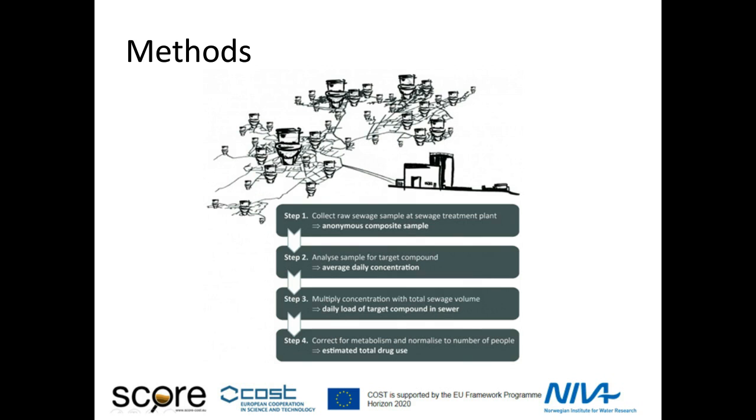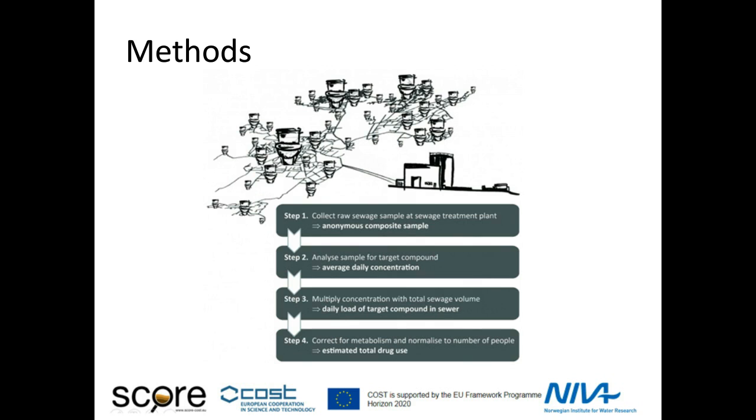Step 2 is to analyze the sample. Step 3 is to multiply the measured concentration that you achieved in step 2 by a flow rate, or the amount of sewage that's gone past, which gives you a daily load. It's a mass of, for example, a drug that has gone through that sewage pipeline in a 24-hour period.